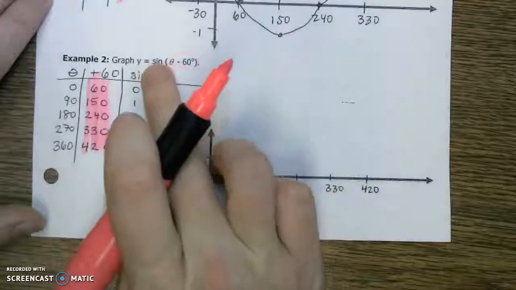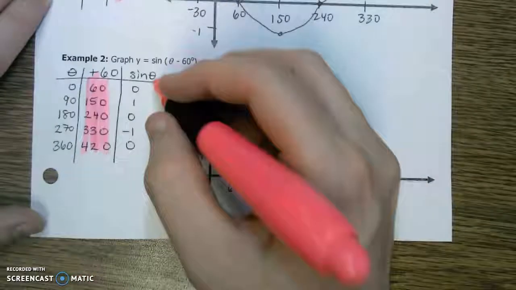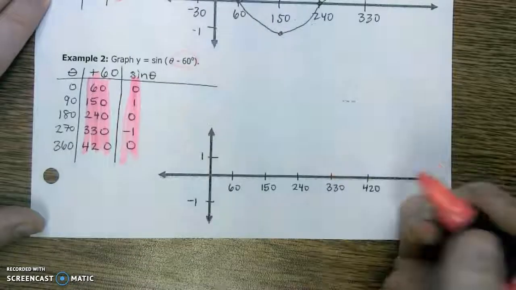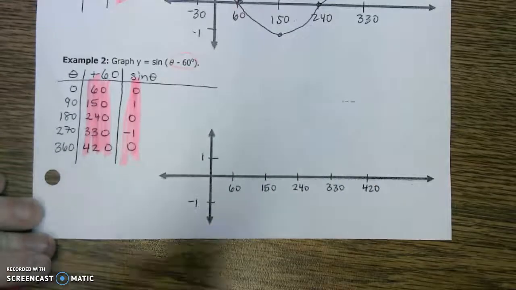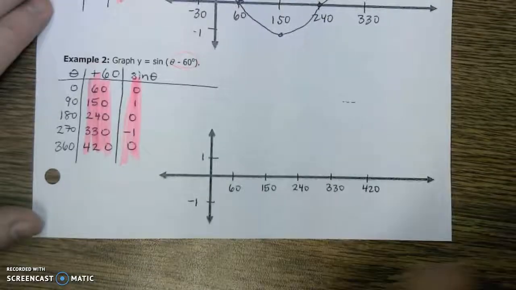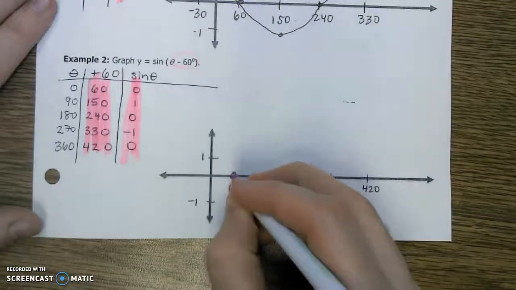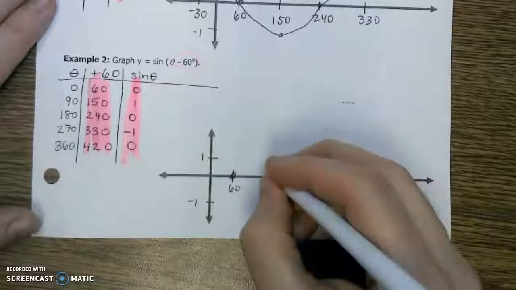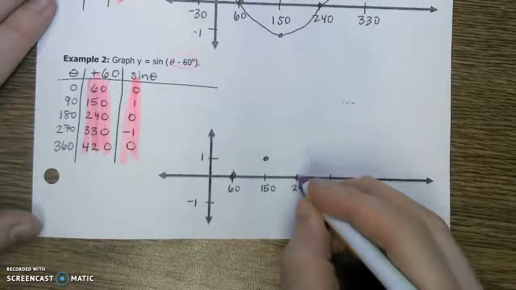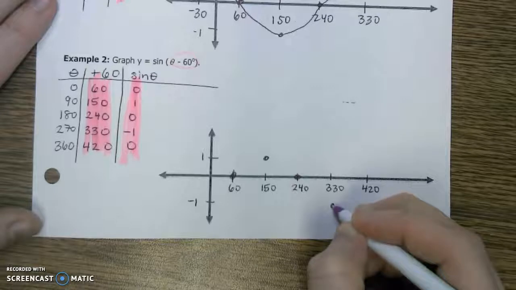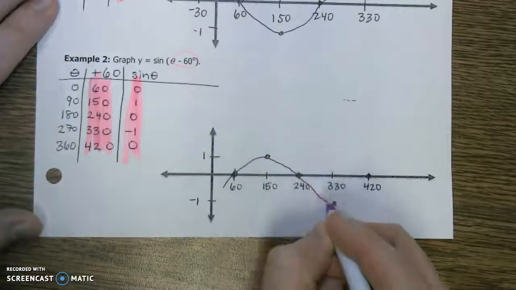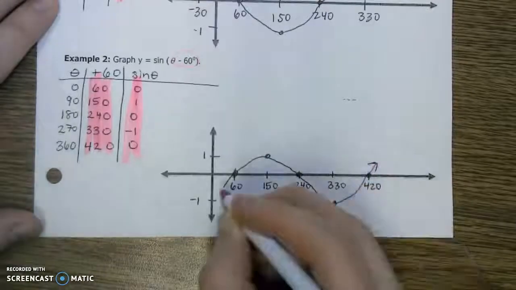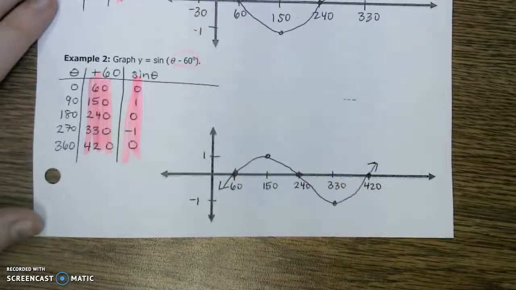And then your sine values, there's no number in front of the sine, so this is the column you would graph on your y-axis. So when we plot those points, 60 should be at 0, 150 is at 1, 240 is at 0, 330 is at negative 1, 420 is at 0. So make a smooth curve out of those points. And that is your sine wave, shifted right 60 units.